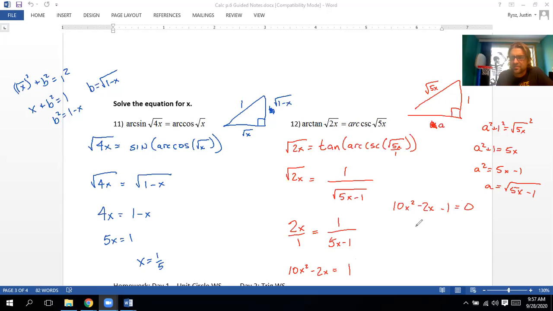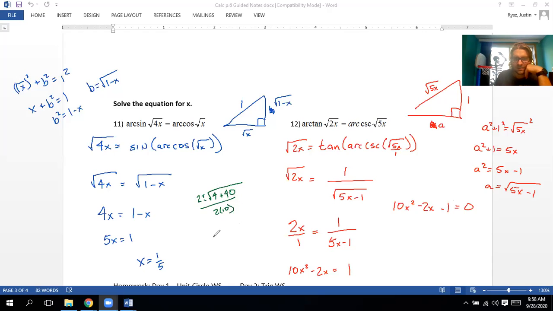Can we factor this? What two numbers multiply together to give us negative 10 and add together to get negative 2? If that was a 3 in the middle, we'd be all lucky charms here. But that doesn't work, so let's make the worst problem even better by doing the quadratic formula. x equals negative b plus or minus the square root of b squared minus 4 times 10 times negative 1. So that'd be positive 40, over 2a.